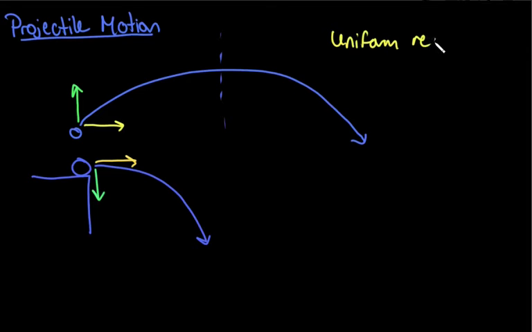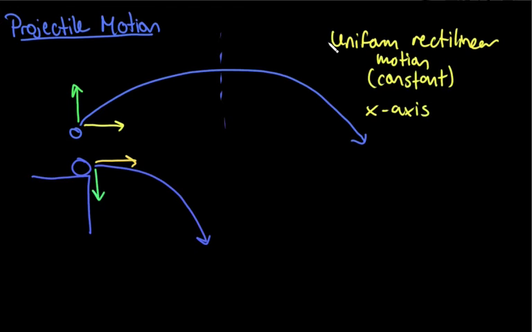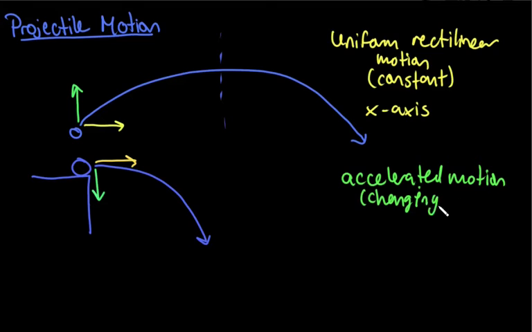Uniform rectilinear motion, which is the constant motion that we see. So constant motion meaning that there's constant velocity. And this happens in the x-axis along the horizontal. Now we also have the accelerated motion part. And this is where we have changing velocity, right? We have acceleration happening. And this happens along the y-axis.